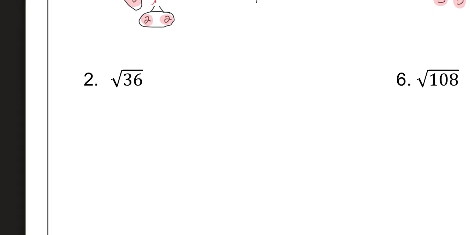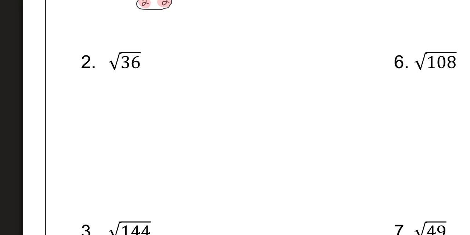Let's look at number 2. Square root of 36. Can 36 be divided by 2? Yes, it can, and that gives us 18. Can 18 be divided by 2? Yes, it can. That gives me 9. 2 is prime, so I'm going to highlight those two 2s. Can 9 be divided by 2? No. So then we move on to the next number in our list, which is 3. Can 9 be divided by 3? Yes, and that gives me 3. These are both prime, so we are done with that.